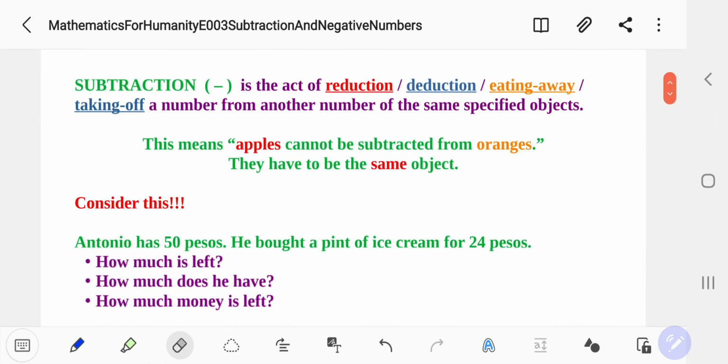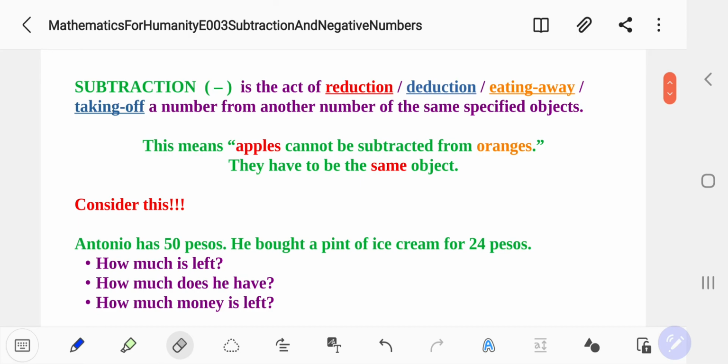So what is subtraction? Subtraction is symbolized by this symbol, a dash. It is the act of reduction, deduction, eating away, or taking off a number from another number of the same specified objects. This means that you cannot subtract apples from oranges. They have to be the same object.